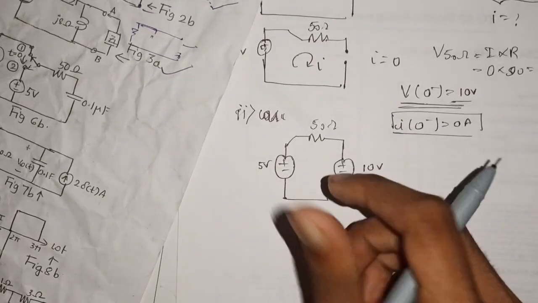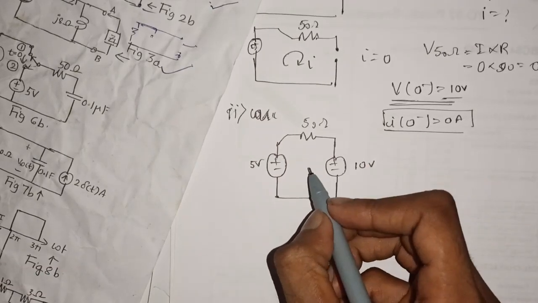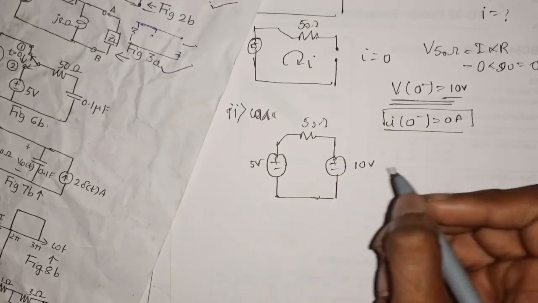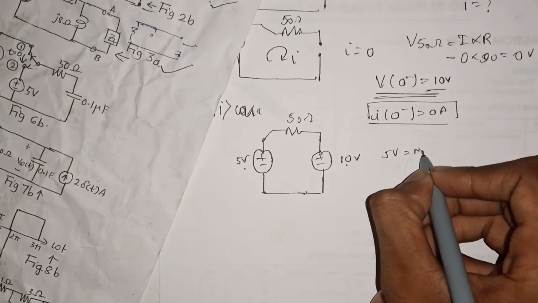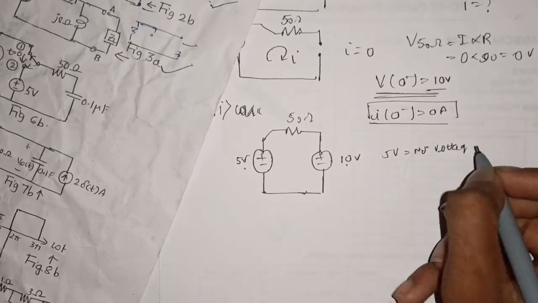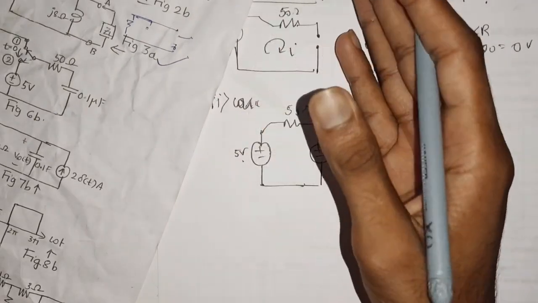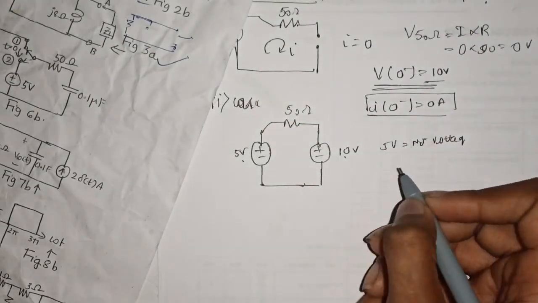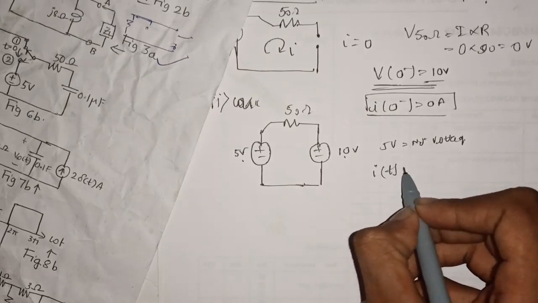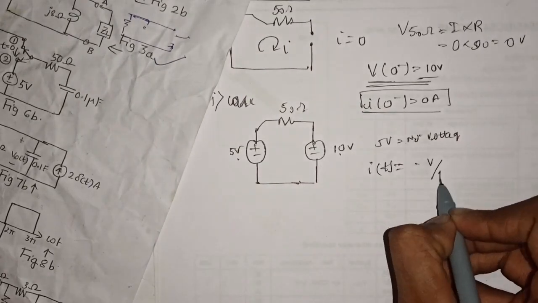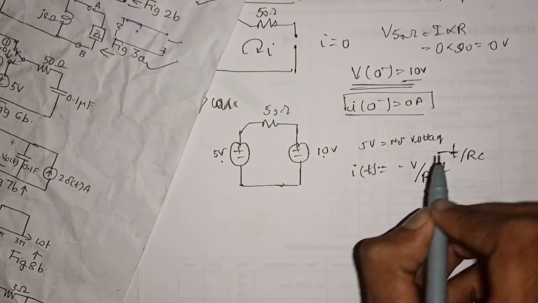And now you have to find the value of current through this. In order to find the current, the net voltage due to 5 volts and 10 volts would be 5 volts. The net voltage is due to both the loops. And we have the formula for current when the switch is at position 2, when the switch changes its state. So the formula goes like I at any instant t is minus V by R into e to the power minus t by RC.